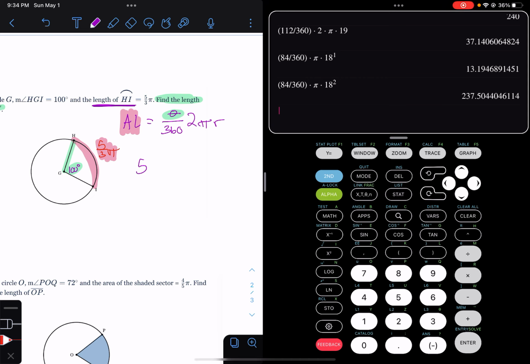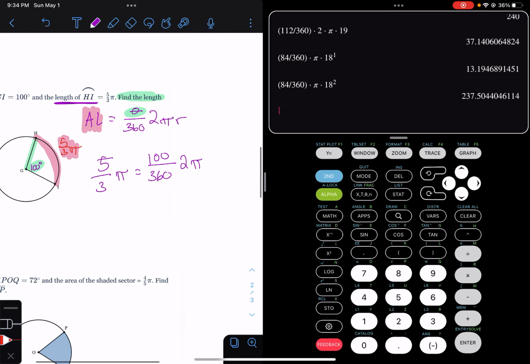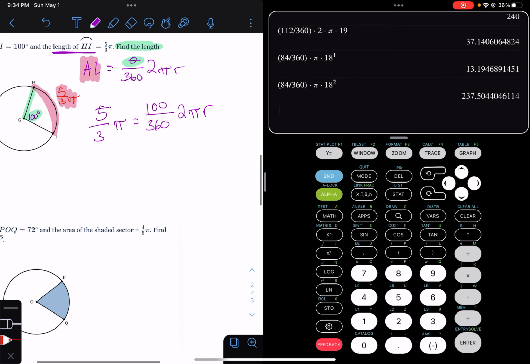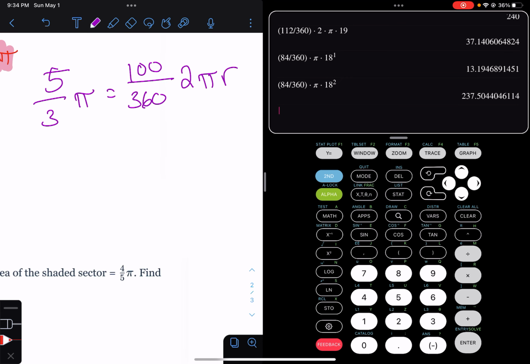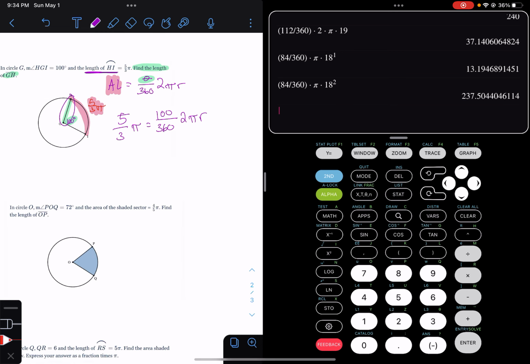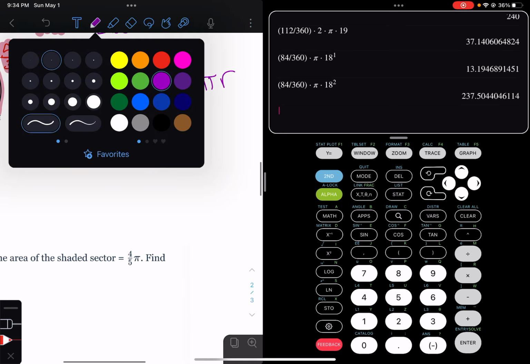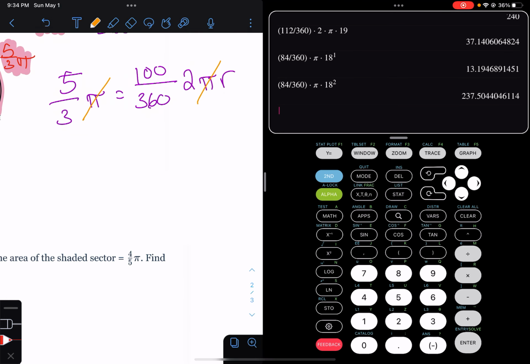So we're going to do 5/3 pi equals 100 over 360 times 2 times pi times r. Now, I'm sure you're looking at this and it looks super duper scary, but I promise it's not that bad. All we're doing here is solving for r. We're trying to find the radius, which will give us exactly what they asked us for. Now, luckily, these pi's cancel. You have a pi on both sides. Those cancel out real nicely. All right, so then we're left with 5/3 equals 100 over 360 times 2 times r.